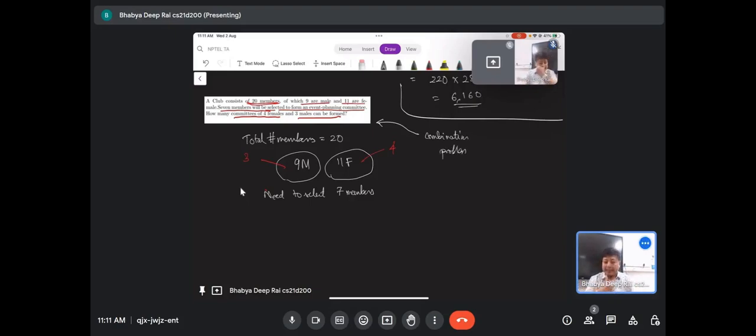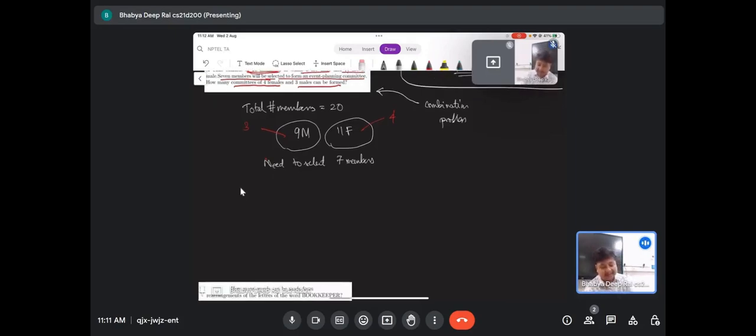Got it? So now the plan is simple. We just want to break them into different events. Let us look at the first event. Number of ways to choose 4 females from 11 females. It is nothing but 11 choose 4.